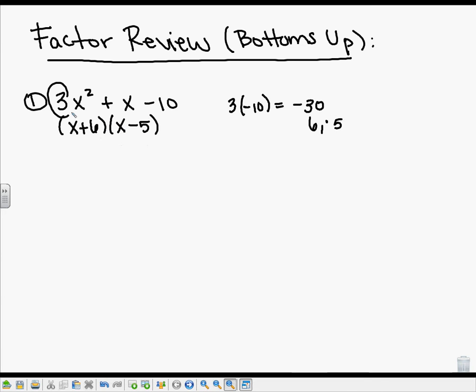And you have to divide by your coefficient on the square. So I have to divide by 3. If it reduces, reduce it. 6 over 3 reduces, so that's x plus 2. And this does not reduce, so that's where you do bottoms up: 3x minus 5. So your final answer is x plus 2 times 3x minus 5. If you wanted to check it by going backwards and foiling, you'd be more than welcome to do so.